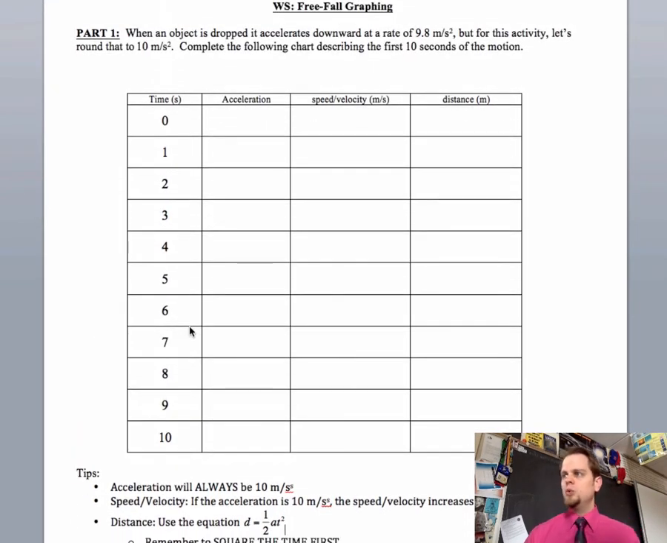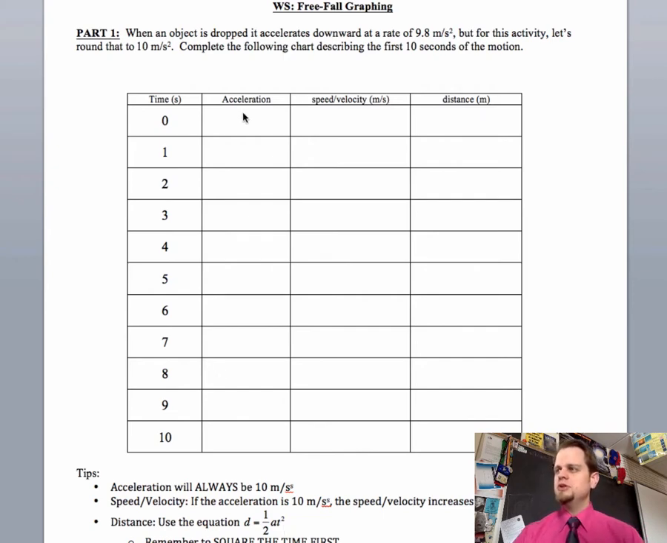Here we go. Now, when an object is dropped, it accelerates downward at a rate of 9.8 meters per second squared. But for this activity, let's round that to 10. We're just going to make it nice and easy. And now we're going to complete the chart describing the first 10 seconds. Now, here's the key. In other words, this is every second. It goes from 0 seconds right when you drop something to 1 second later, 2 seconds later, all the way down to 10 seconds into free fall.